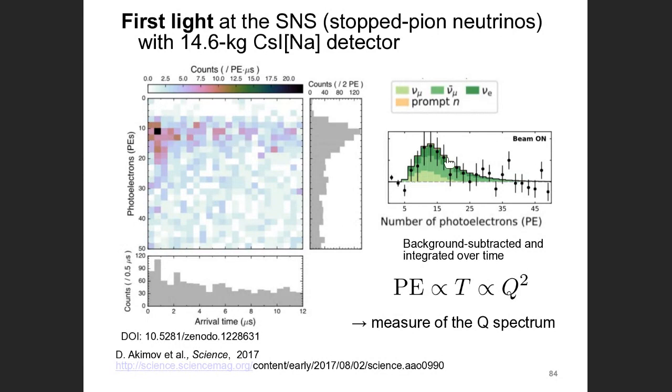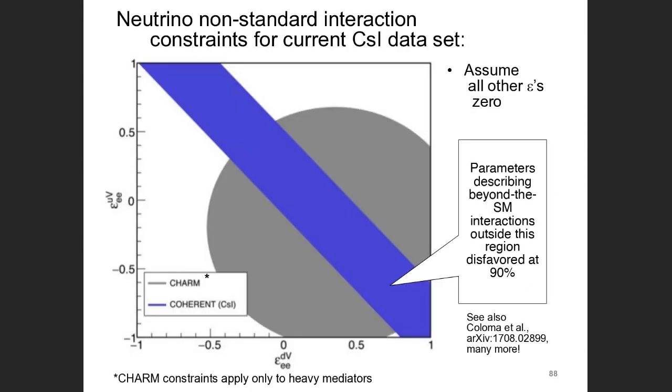And this is just the background subtracted projection of the energy spectrum, so integrated over time. You can see the contributions from the different neutrino flavors, and there's a little tiny skin, you can barely see this, of the prompt neutrons. So we actually have a very small prompt neutron background. And even that measurement, this was the first measurement, was a 30% measurement. Even that was enough to set some constraints on the neutrino non-standard interactions.